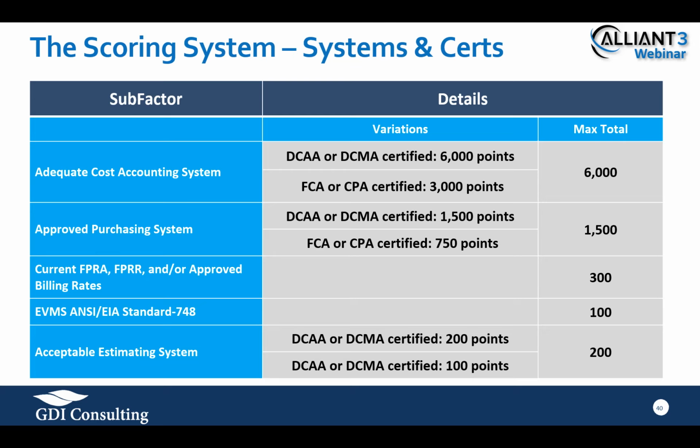EVMS, 100 points. Acceptable estimating system, again, even though it doesn't have that many points, if it's approved by DCAA or DCMA, you get 200 points. If you have an FCA or CPA certified one, you get 100 points.